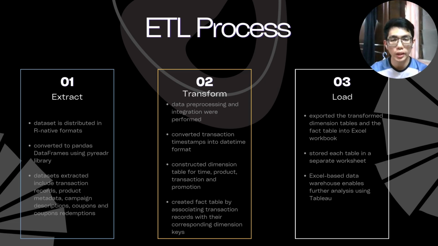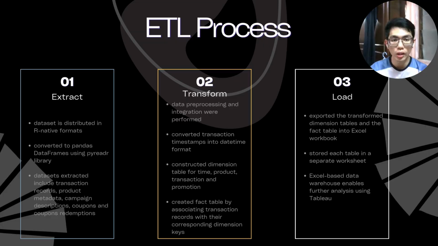Next, we implement the ETL process, which consists of extract, transform, and load. For extract, we load the R-native file using pyreadr and convert it into a pandas data frame. For transform, we convert the string type into date type format, create time attributes such as month, week, day, and part of day.